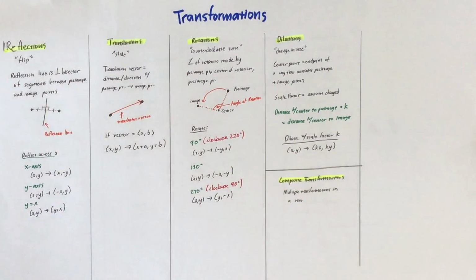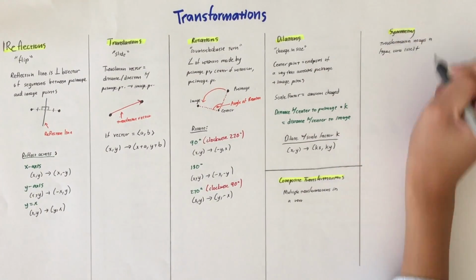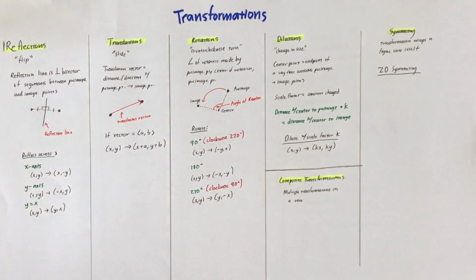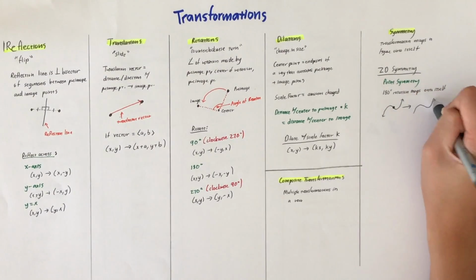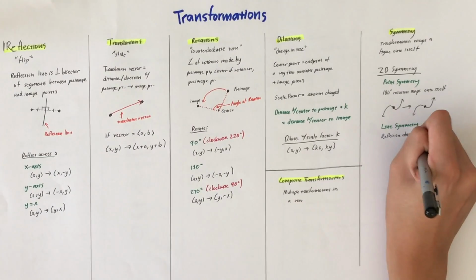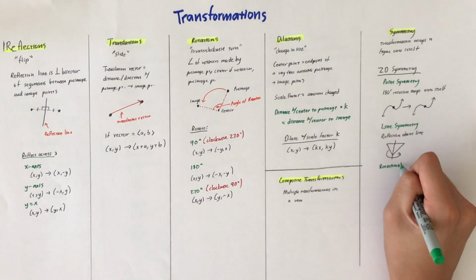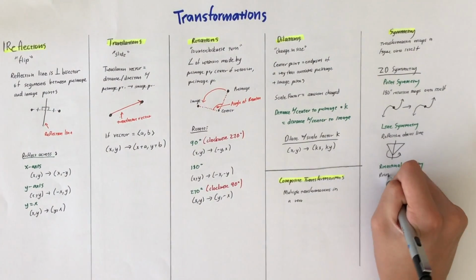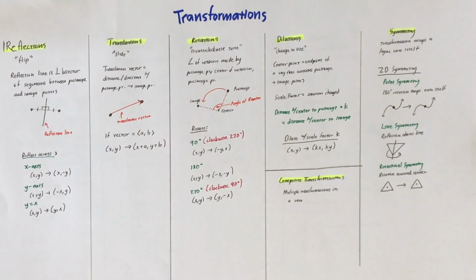Now, onto symmetry. So symmetry is when a transformation maps a figure onto itself. So there is two-dimensional and three-dimensional symmetry. Some types of two-dimensional symmetry are point symmetry, when a 180-degree rotation maps a figure onto itself, such as this curve. Line symmetry, when reflecting something about a line maps the image onto itself, like this isosceles triangle. Rotational symmetry, where rotating a figure around a center maps it onto itself, like this equilateral triangle.